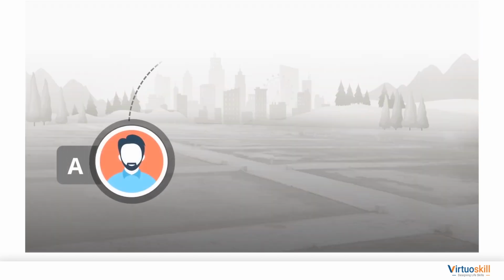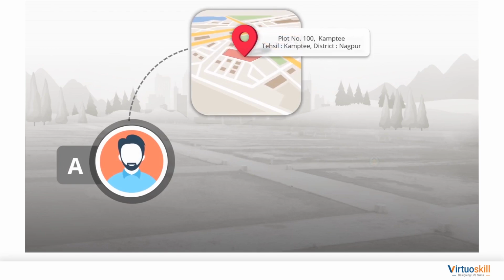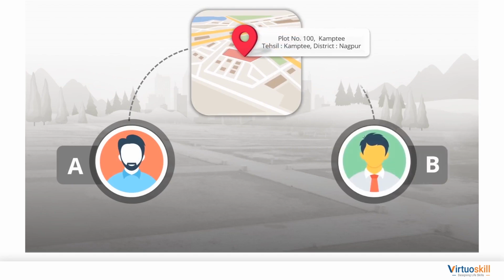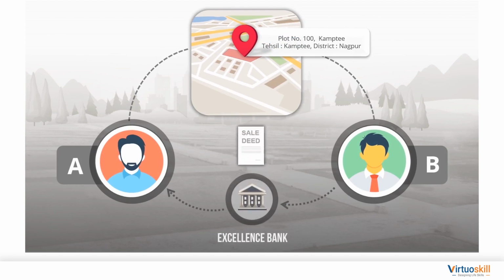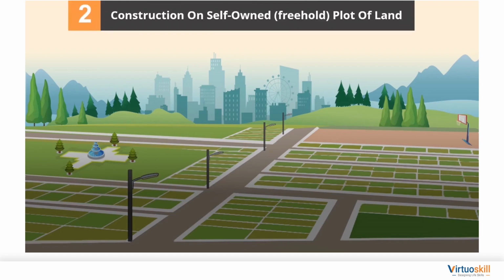Mr. A proposes to purchase plot number 100 at a village called Kamti, Tehsil Kamti, and district Nagpur from Mr. B, who is the owner of the said plot. Mr. A applies for a loan to Excellence Bank. The bank disburses the loan in favor of Mr. B on submission of the sale deed for plot number 100 in favor of Mr. A.